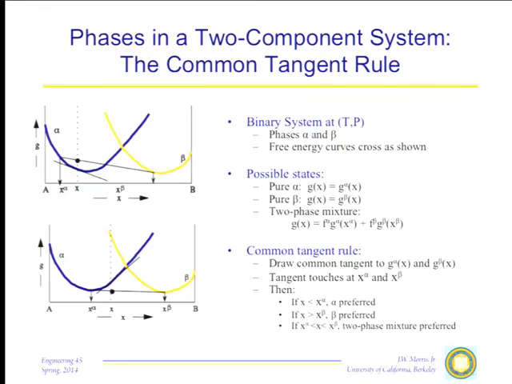And as I add A, I get a plot of the free energy that varies something like this. At any given value, let's say x, I now have three possibilities. I could have the whole system in the alpha phase. I could have the whole system in the beta phase. This curve would extrapolate up here somewhere. Or I could have a mixture of two phases.